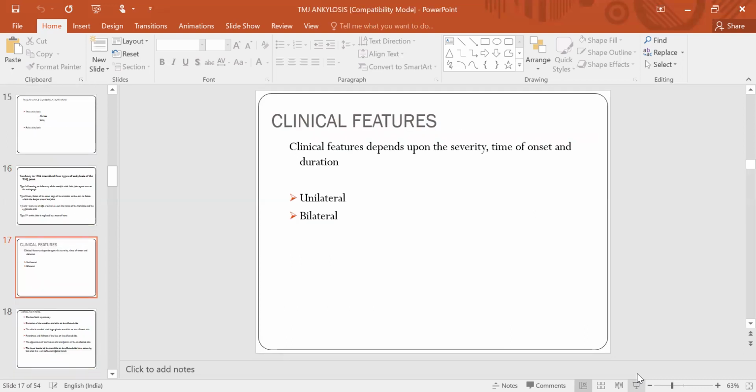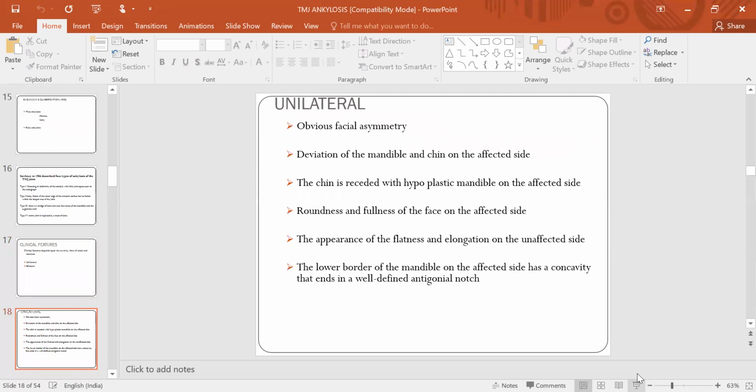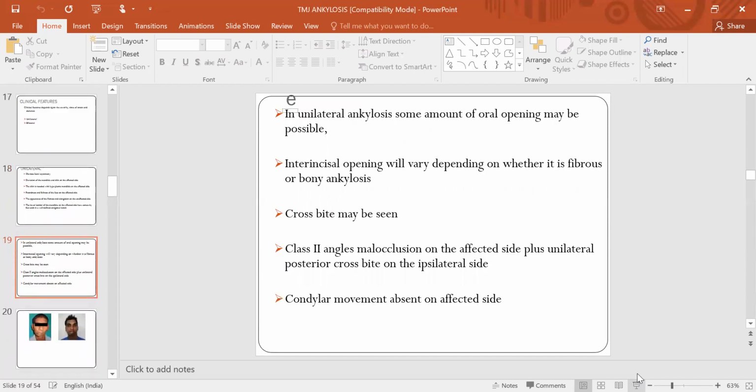And in clinical features, you've got unilateral and bilateral ankylosis. In unilateral, there is obvious facial asymmetry, with deviation of the mandible and chin to the affected side. The chin is receded with a hyperplastic mandible on the affected side, roundness or fullness of the face on the affected side, and an appearance of flattening or elongation on the unaffected side. The lower part of the mandible on the affected side has a concavity with well-defined antigonial notches. And these are the other clinical findings.